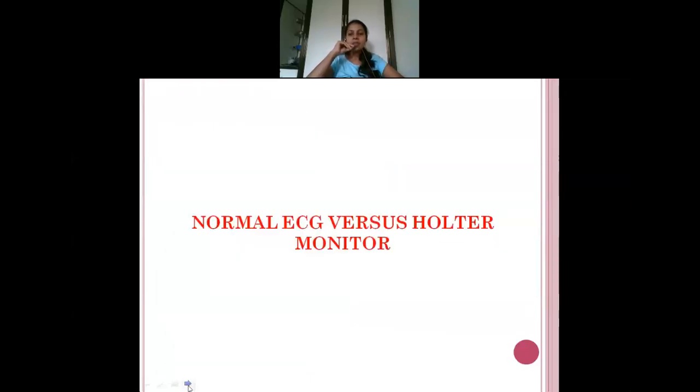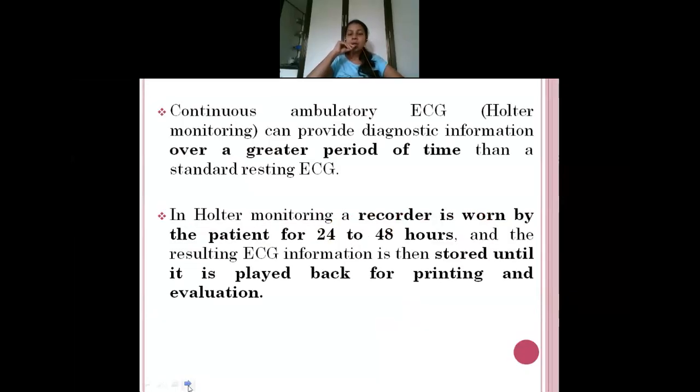Now, what is the difference between the normal ECG that you're doing and a Holter monitor? We'll see that. A Holter monitor, as I told, will record the ECG continuously for a period of 24 to 48 hours or a little bit longer. And it will store the entire heart rate and heart rhythm. Whatever you have done for 24 to 48 hours, everything you are able to record. And if you want, you can take the printout of it and also see whether there are any changes.